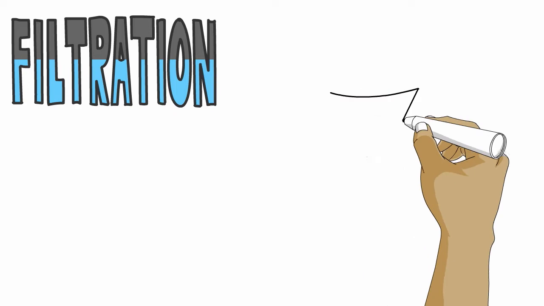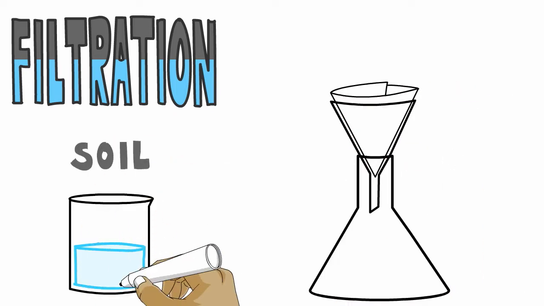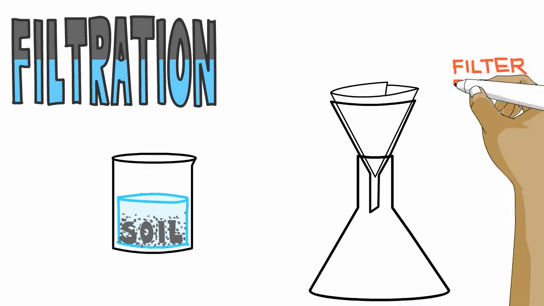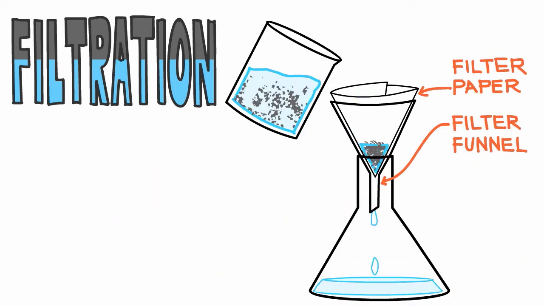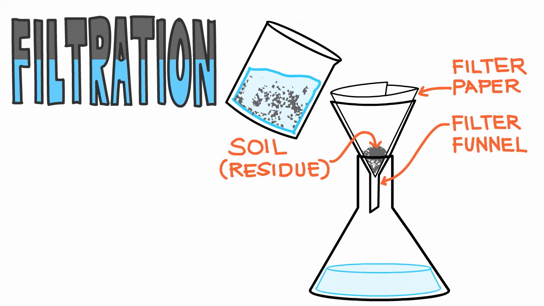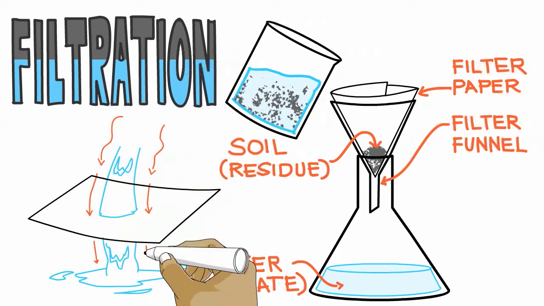Filtration. A filter is used to separate a mixture of an insoluble solid from a liquid. An insoluble solid is one that does not dissolve. A filter has tiny holes that let the liquid through but hold the solid back. The solid that is held back is called the residue. The liquid that passes through is called the filtrate. Many filters are made from paper, and these can hold back really small particles of solid.